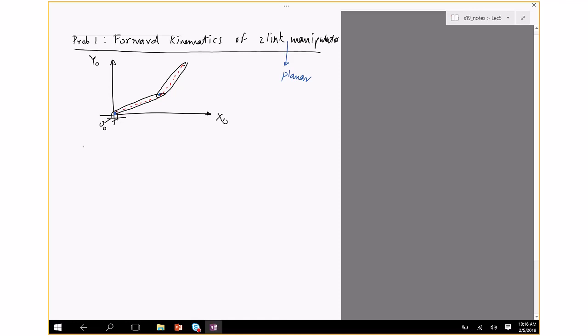So the degrees of freedom, so degrees of freedom is a terminology which is used to describe how many independent numbers are required to describe the motion. So in this case, well, if it's a single pendulum, it's theta, only 1 degree of freedom. If it's a manipulator, it has 2 joints, so it's 2 degrees of freedom. 3-link would have 3, and so on. So this is a 2 degrees of freedom manipulator. The degrees of freedom are theta 1, theta 2.